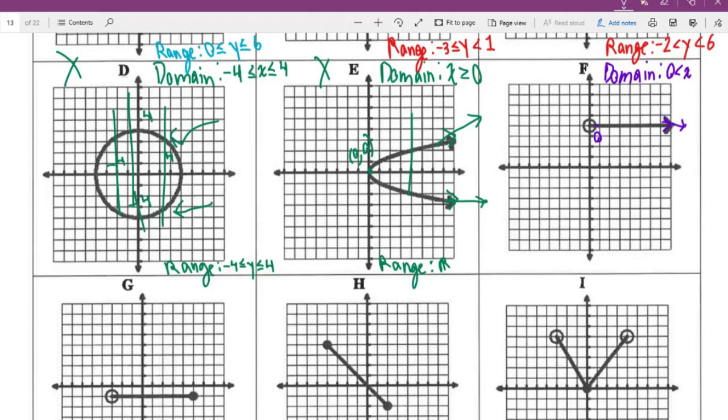Now the range, we start at the origin and we see 0, 1, 2, 3, 4, our graph stays at 4. So to show that, we simply say y equals 4 for our range. And the vertical line test shows that this is indeed a function. It only touches at one point for each line, so that is a function.